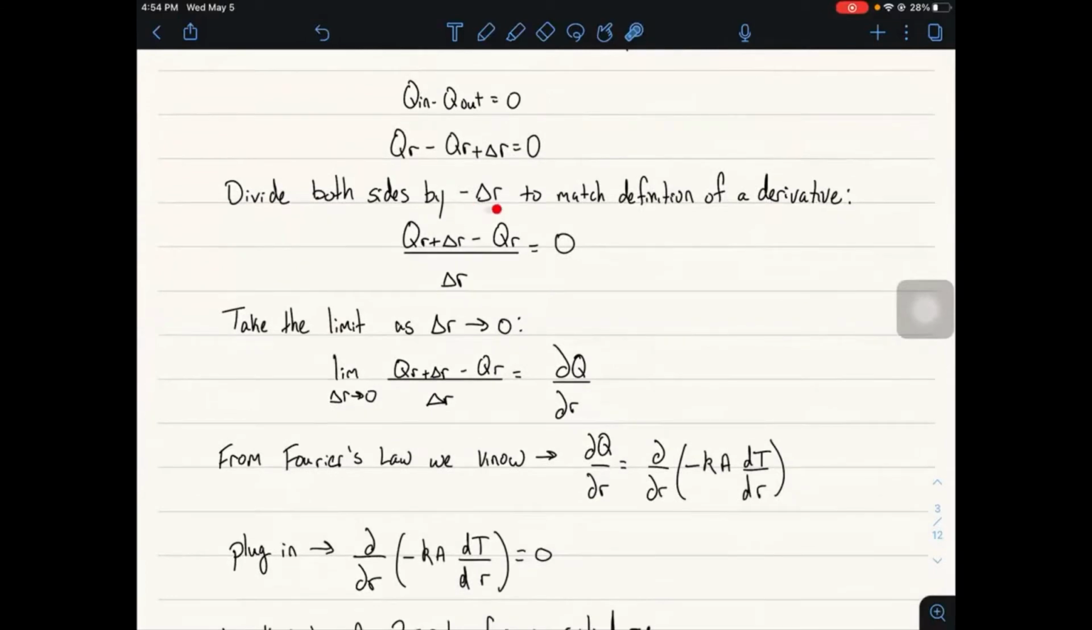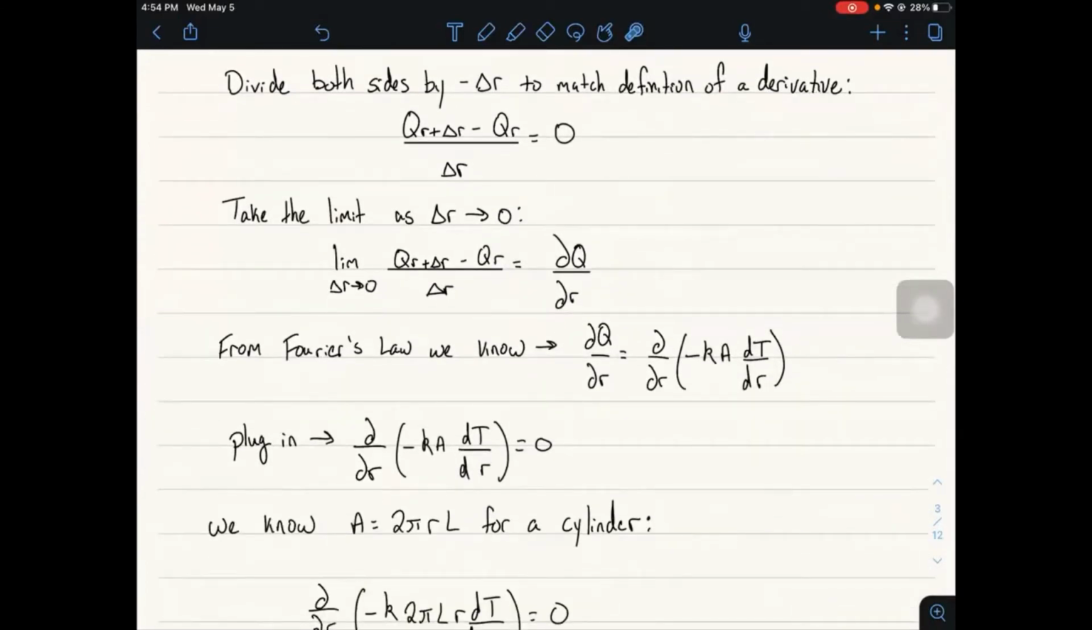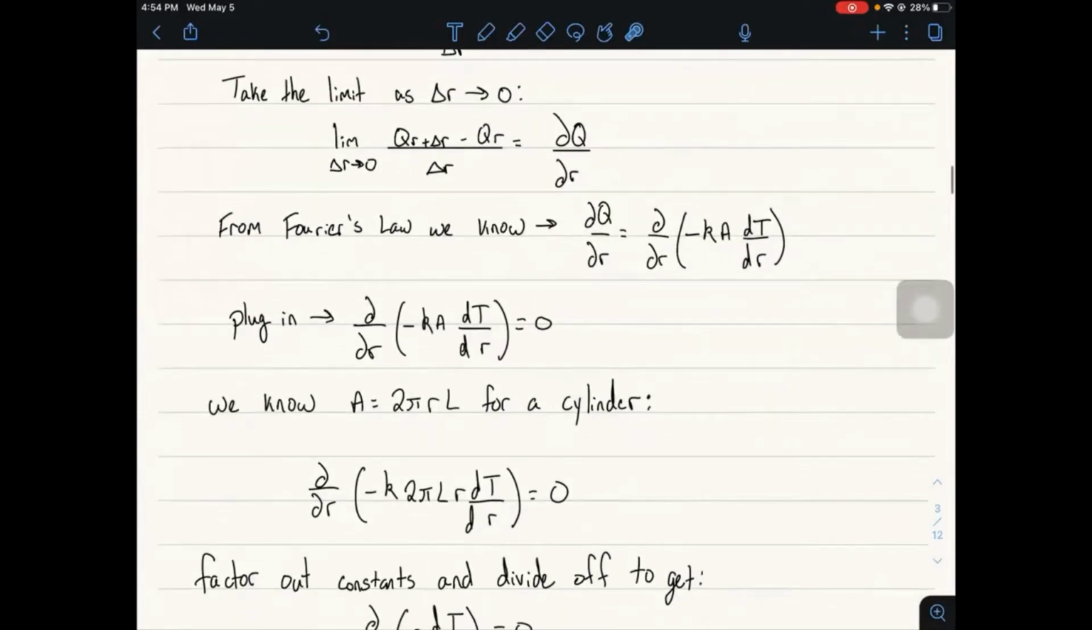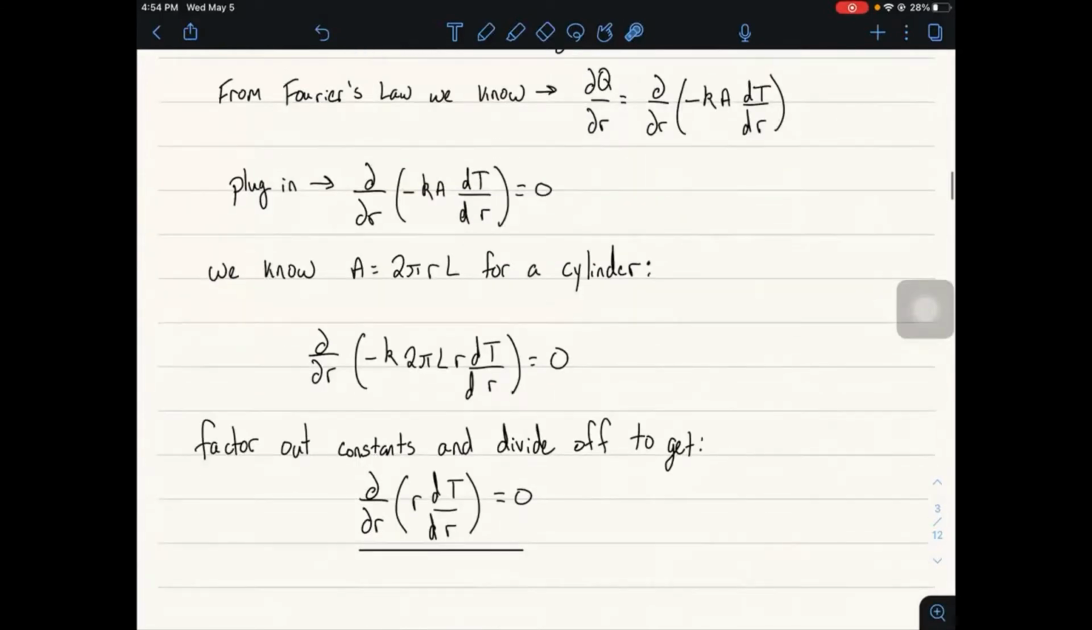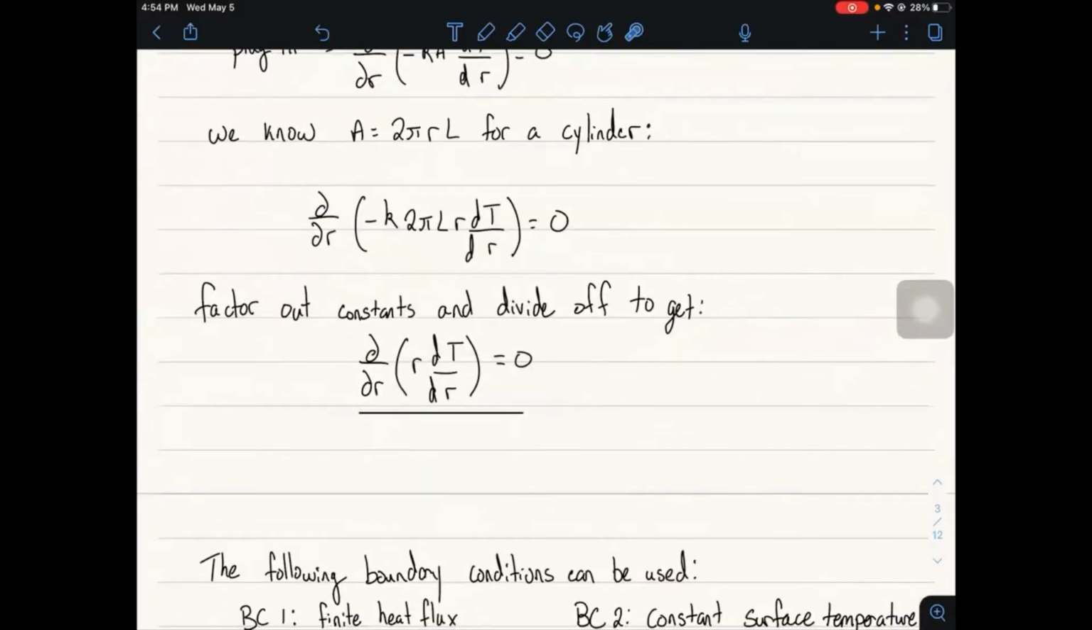Divide both sides by negative delta R to match the definition of a derivative. Then we take the limit of delta R as it approaches 0. Then we get this value here. And then from Fourier's law, we know that dq/dr is equal to this nice value here. Just plug it in. And then for the area, we know that it's a cylinder, so it's 2 pi R L. Then the 2 pi R L and K are all constants, so we can pull them out and cancel them away. We get this nice equation here.